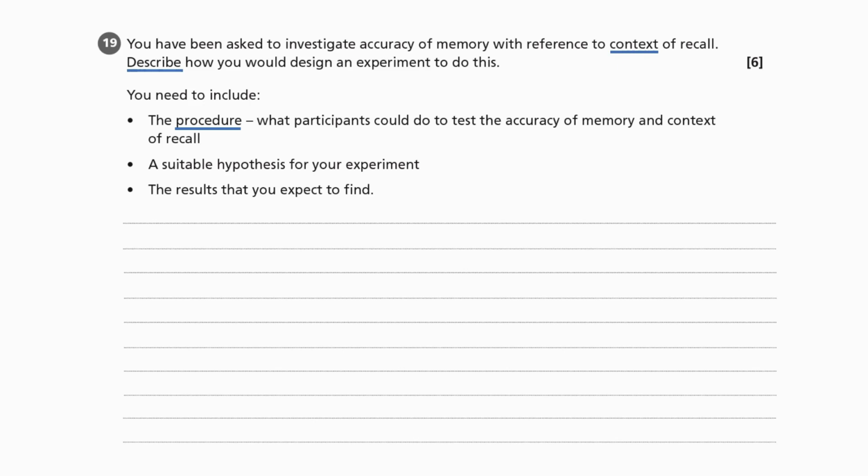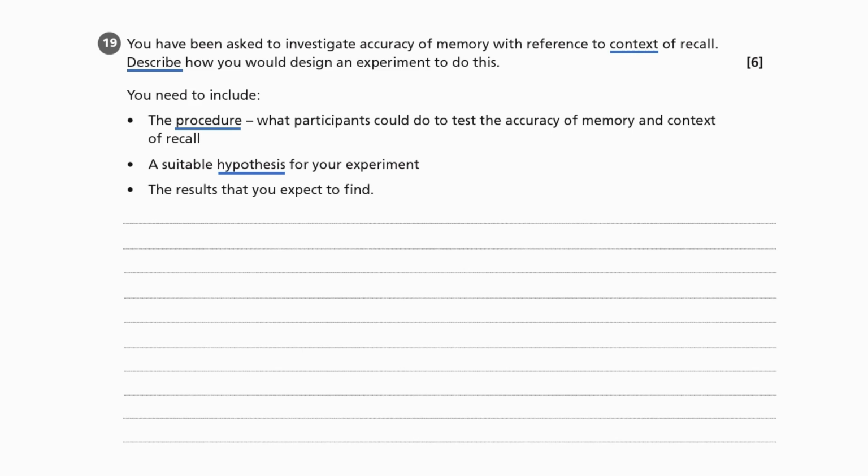Now, because it's asking you what the procedure is, it's asking you how you're actually going to conduct the experiment. So what you're going to have to do is design an experiment where you get one group of people to have the same context and another group of people to have different contexts, so that you can then compare them to see whether or not there's a difference in the accuracy of memory.